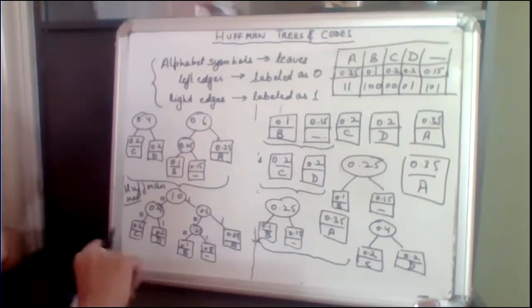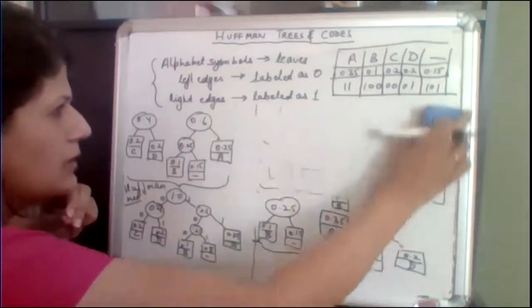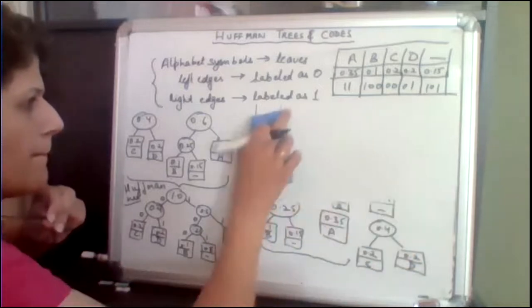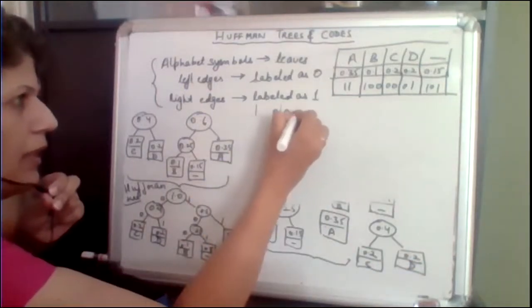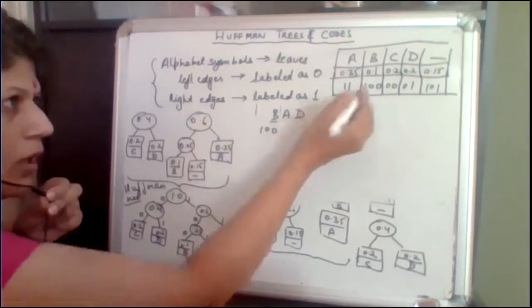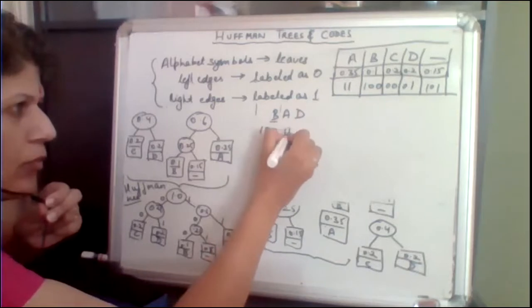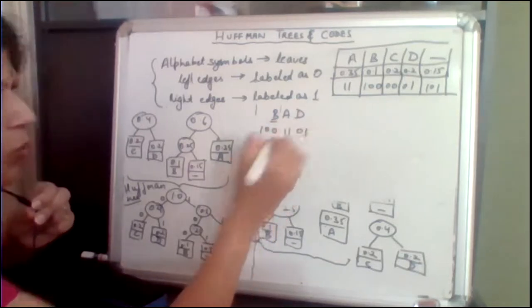Let's say the text that is given to you is B, A, D. So to represent B, you have 1, 0, 0. To represent A, you have 1, 1. And to represent D, you have 0, 1.